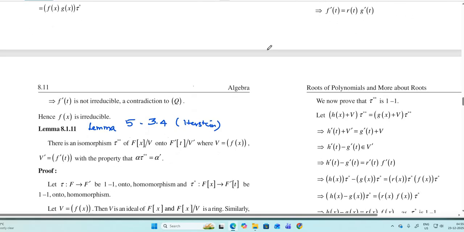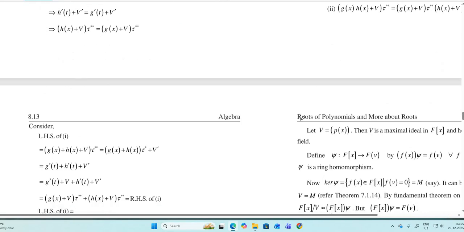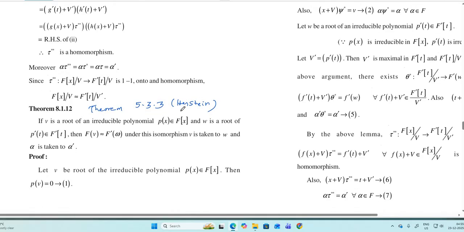Now in the next video we will have the next lemma, namely lemma 5.3.4 as given in Herstein, and we will also have theorem 5.3.3 and a corollary to that theorem. All this we will see in the next video. Thank you.